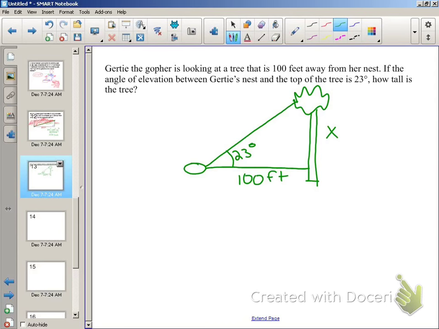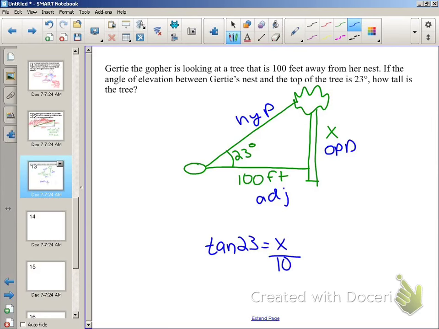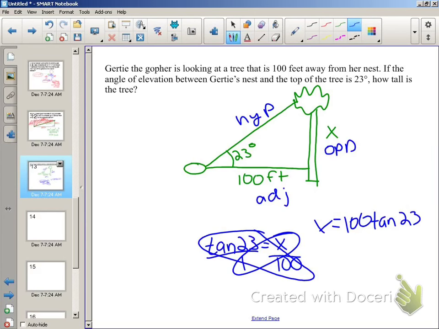So I'm going to look at this, and I've got opposite, adjacent, hypotenuse. Means I'm going to be using tangent. So tangent 23 equals x over 100. Now I'm going to cross multiply. X is already going to be by itself like it was earlier. X equals 100 tangent 23. Put that in the calculator. And I get 42.5. So x equals 42.5 feet. So that's how tall the tree is, 42.5 feet.